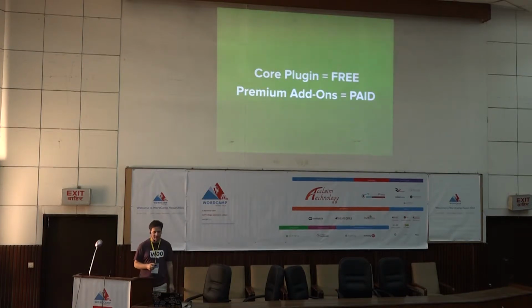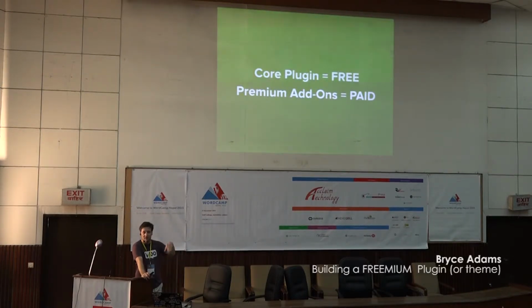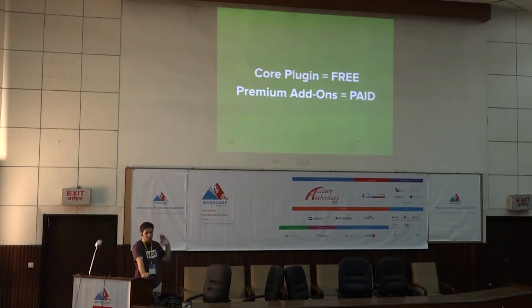Then the most popular way is definitely to have a core plugin that's completely free on WordPress.org, or a free theme on WordPress.org, and then you offer add-ons that do extra functionality. The nice thing about this is you're not limited to having one premium version or support that you're selling. You could be selling hundreds. Like with WooCommerce, we have, I think, 400 or 500 different premium add-ons available on WooThemes.com. So this is definitely the most popular approach.